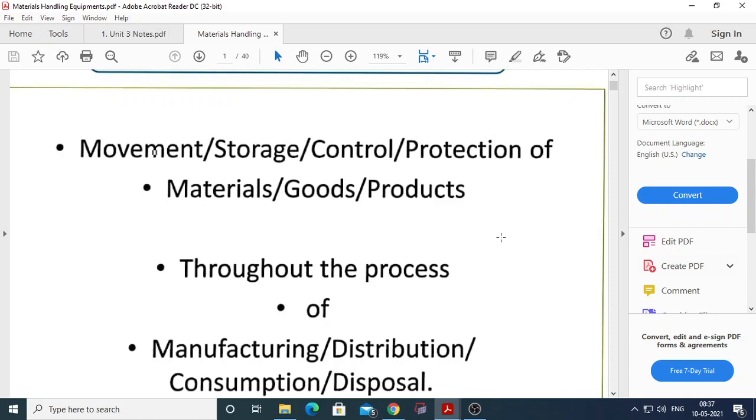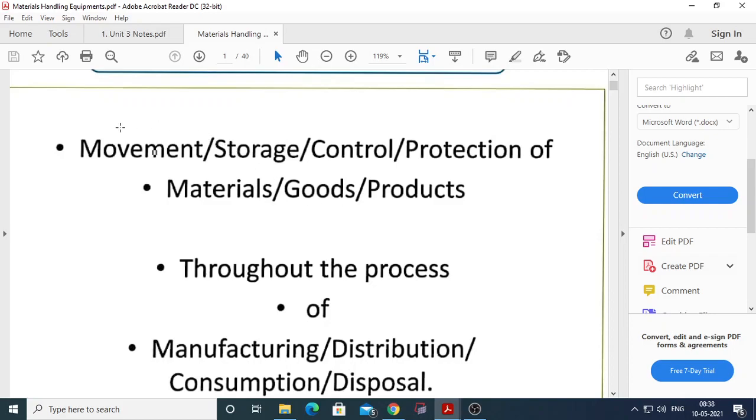Then the next one is that the solution should be such that the initial cost, this is very important, as well as the operational cost should be minimum. Operation and initial cost should be minimum. And the last one: the rate of return on investment should justify the solution. Whatever may be invested, the rate of return on investment should justify that solution. This is the system concept for material handling.